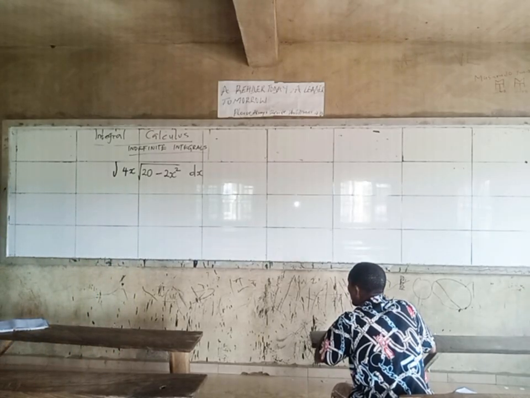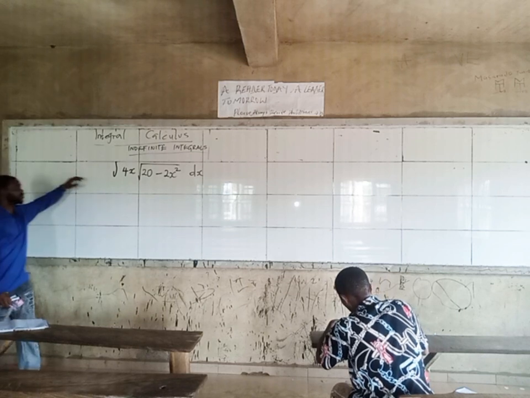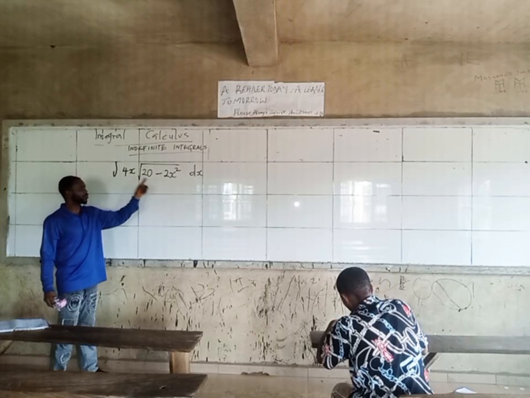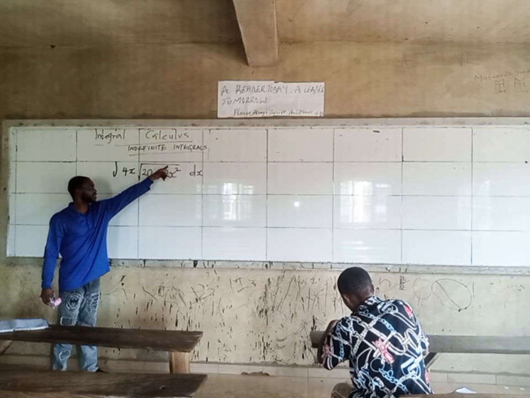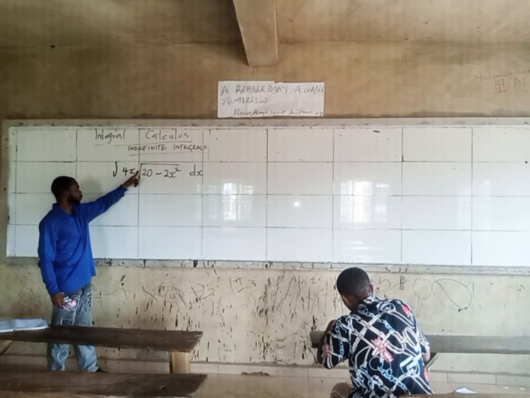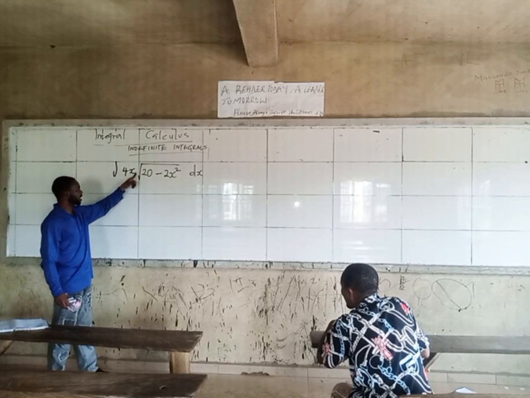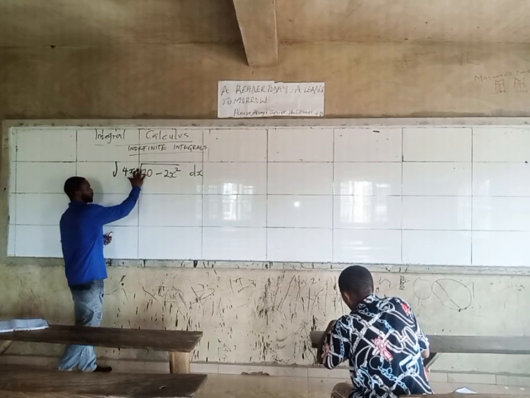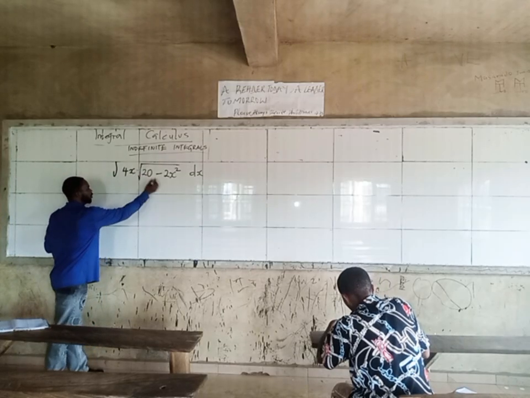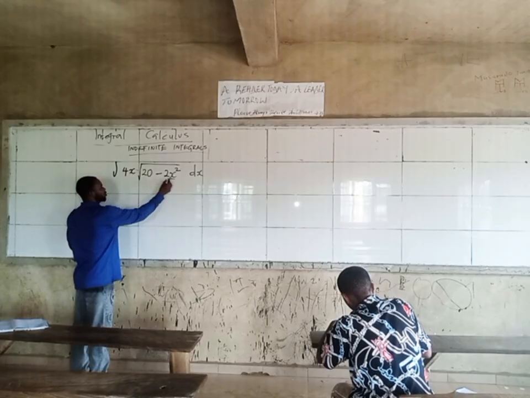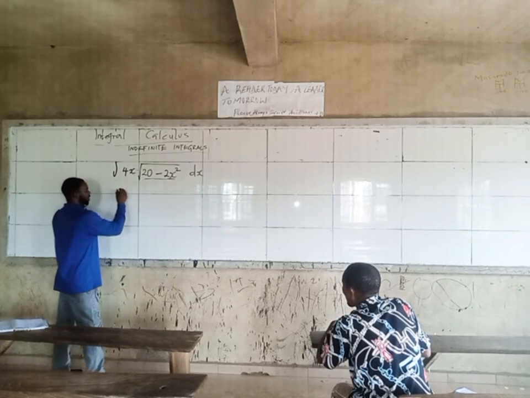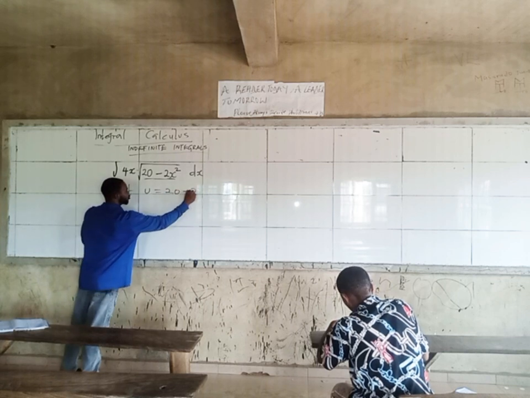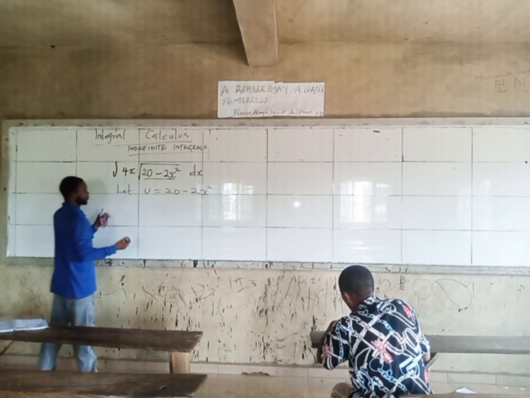So if I have this kind of question, the first thing I need to do is to simply look at these two things. This one is having a variable. This is also having a variable. But what is separating them is not a plus or negative sign, but multiplication. So for that reason, I will call the one with the highest power my u. I will say everything here becomes my u. So I will say let u equal 20 minus 2x squared.